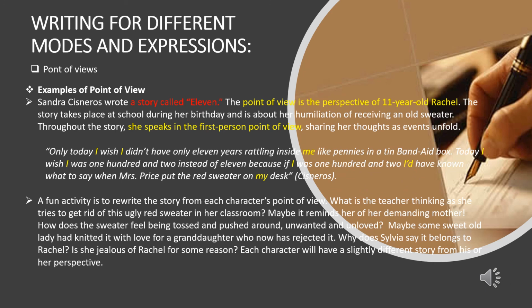Example points of view. Sandra wrote a story called 11. The point of view is the perspective of 11 years old Rachel. The story takes place at school during her birthday and is about her humiliation of receiving an old sweater. Throughout the story, she speaks in the first person point of view, sharing her thoughts as events unfold.